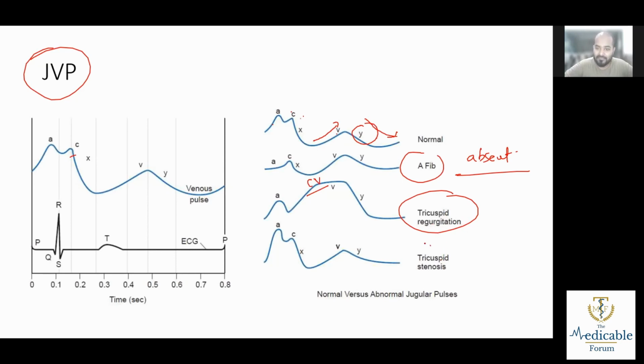Then tricuspid stenosis. In tricuspid stenosis, your A wave becomes so peaked. There are peaked, tented A waves. Why? Your tricuspid valve is stenotic, and when the atria are contracting, the pressure going back is so high because it has to squeeze through the stenotic area. So that is tricuspid stenosis.